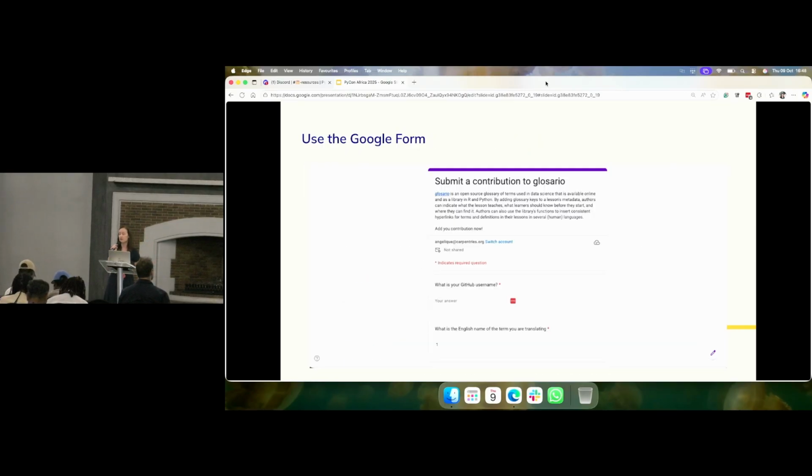You can use a Google form. Some of the information will be populated, for instance, the term that you want to translate, as well as the language you are going to translate it in. Basically 2 things we need from you: the translation and your GitHub account, because we want to acknowledge your contribution.